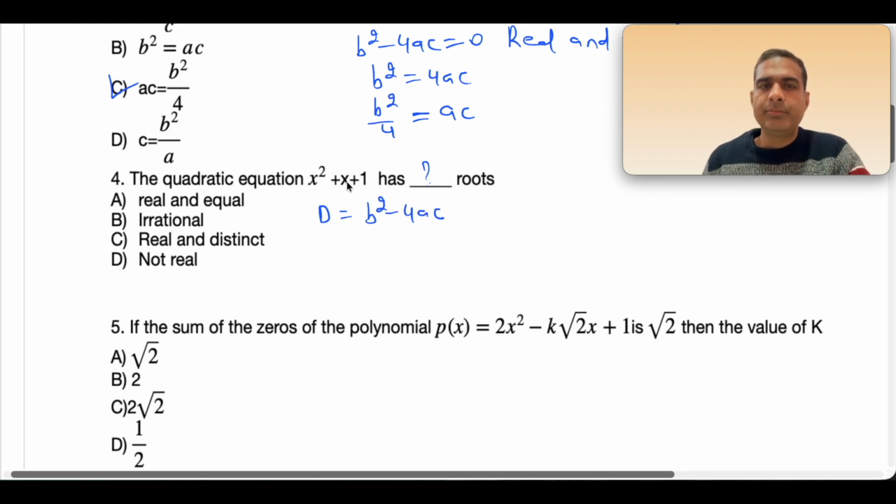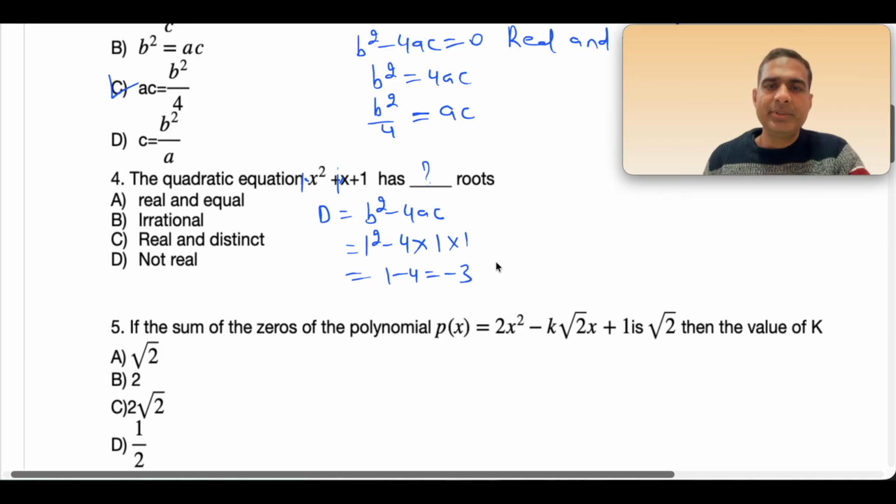Now what is b? b is the coefficient of x, and here the coefficient of x is, if nothing is there, it means I can write it 1. And here also we can write it 1. So coefficient of x square is denoted by a, the coefficient of x is denoted by b, and the constant term is c. So here we can see b is 1, a is 1, and c is also 1. So 1 minus 4 is equal to minus 3.